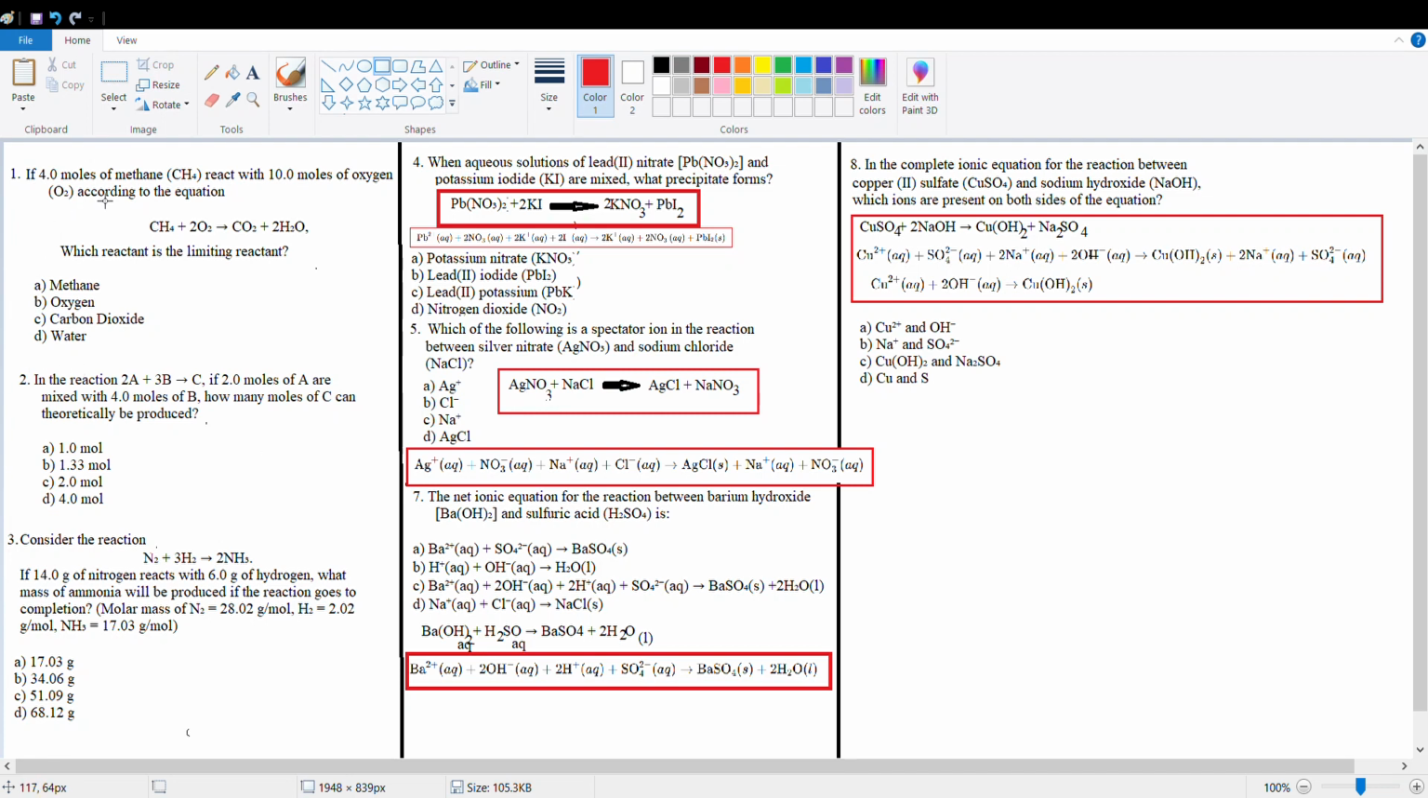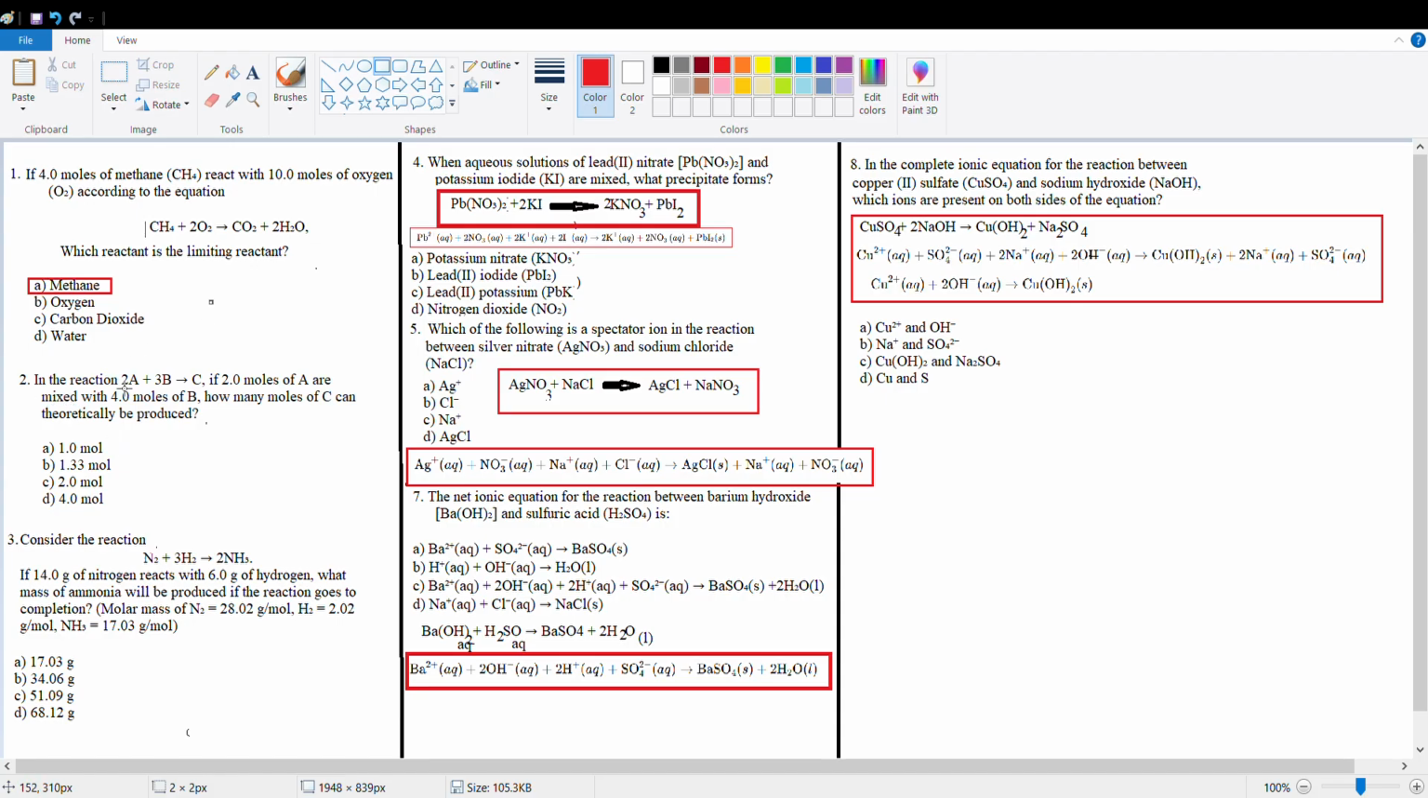Hi guys, question number 1 here from more stoichiometry questions. If you can see, 4 moles of methane react with 10 moles of oxygen, and the equation gives you 1 mole of methane to 2 moles of oxygen, so it means a 1 to 2 ratio, but they give you 4 moles of methane to 10 moles of oxygen. It means oxygen is more than enough here. So we know that our methane will be our limiting reagent, and that's all for that question.